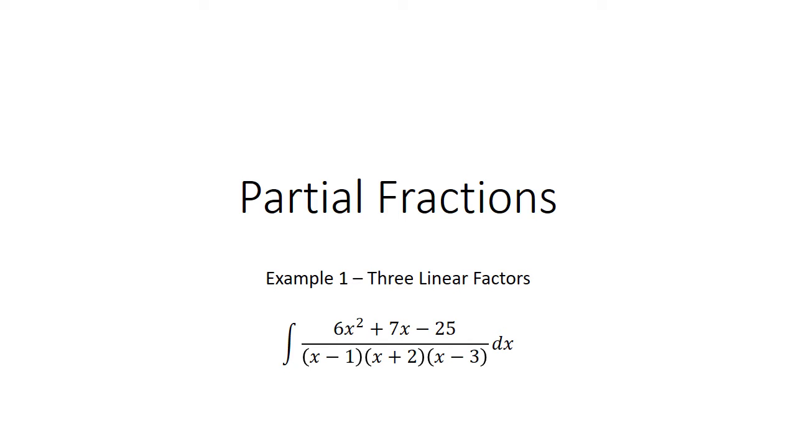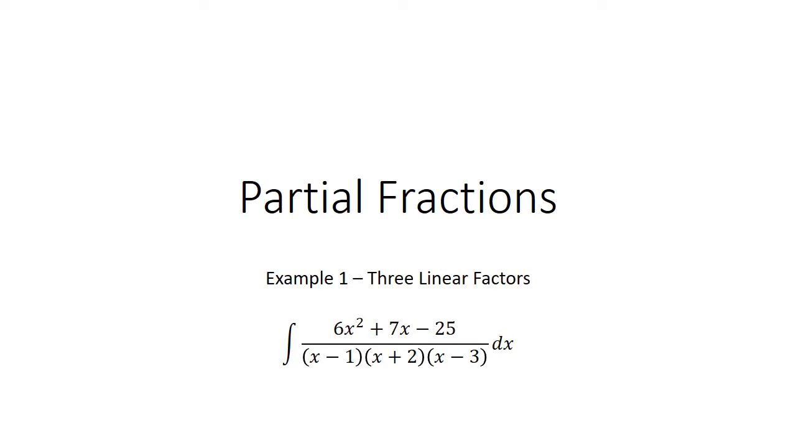This is a quotient in which the numerator is the quadratic 6x squared plus 7x minus 25, and the denominator is the product of the three linear factors (x minus 1)(x minus 2)(x plus 2)(x minus 3). If you multiply out these linear factors, you will get a cubic equation. That is, the first term will be x to the power of 3.